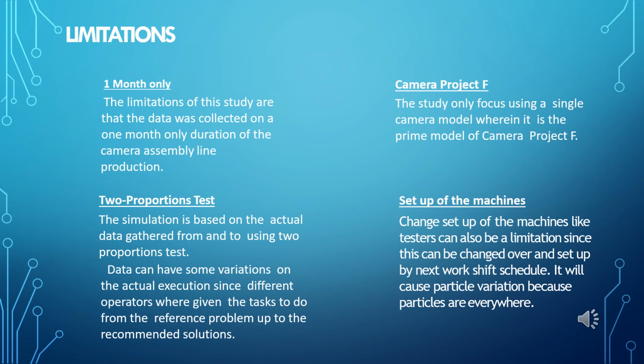Third limitation is that the study only focuses on a single camera model, which is the prime model of camera project F. And lastly, setup of the machines. Changes in setup of machines like testers can also be a limitation, since this can be changed over and set up by the next work shift schedule. It will cause particle variation because particles are everywhere.